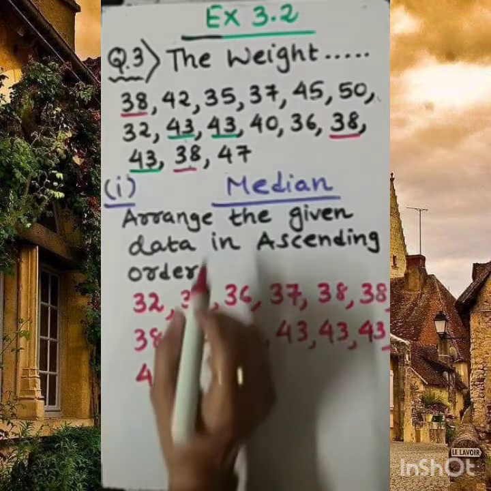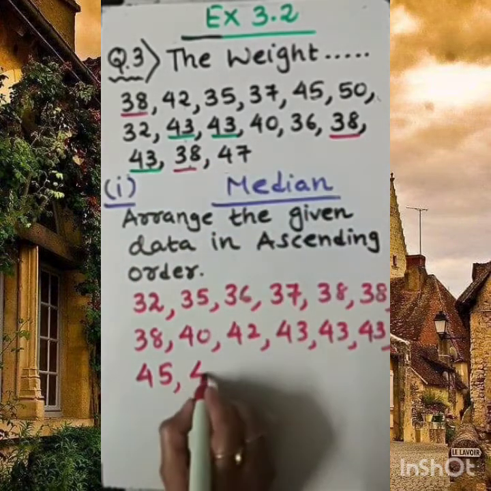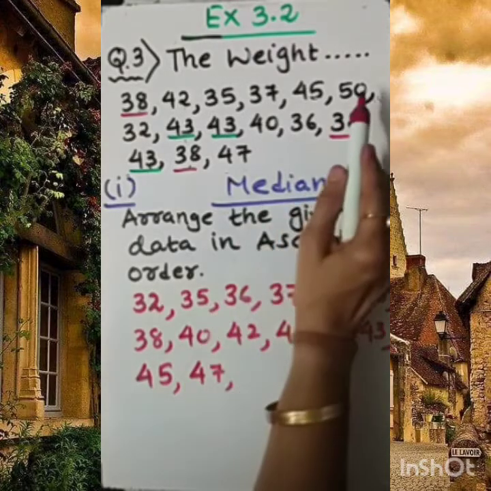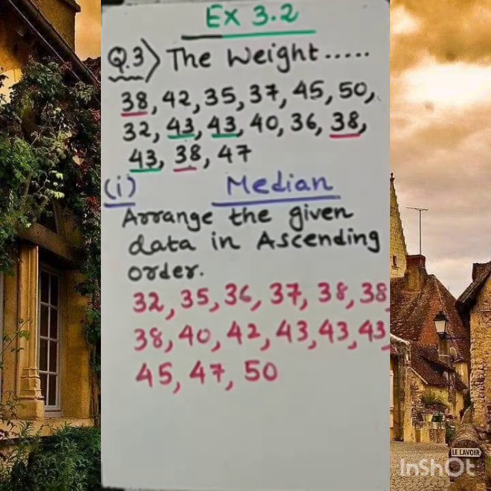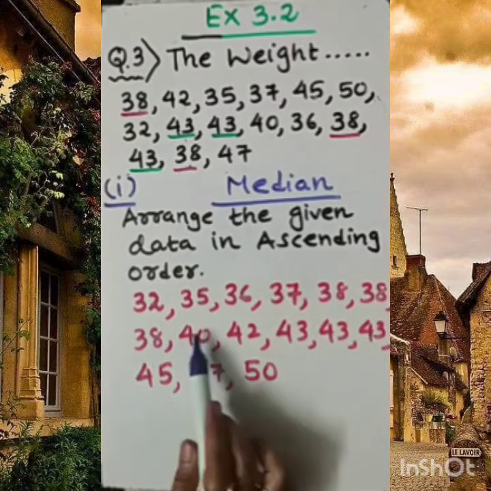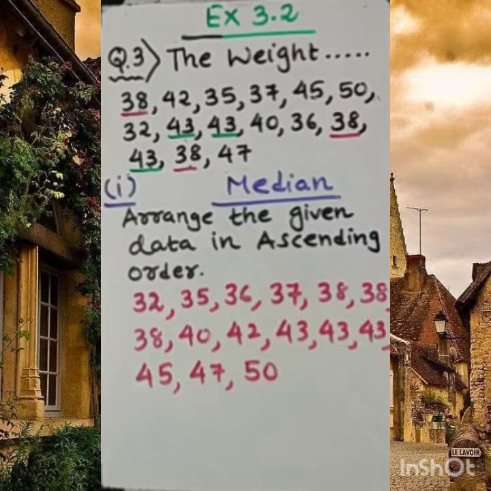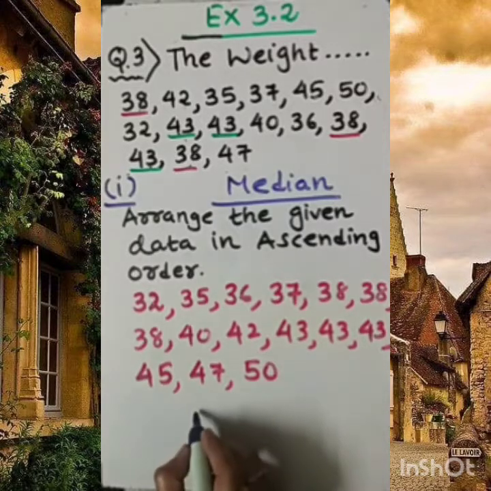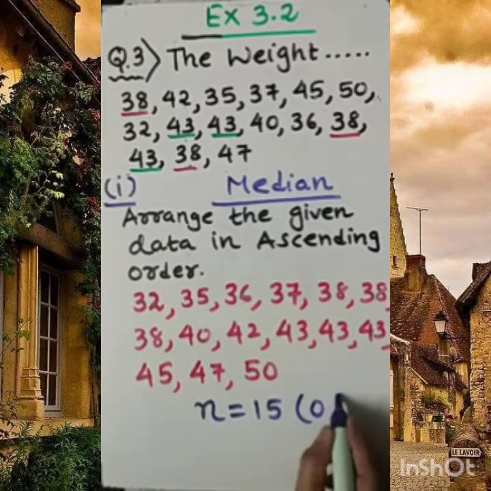Now 46 not there. 47 is there. Okay. And then 50 direct, I think, right? So total number of observations, how many are there? Let's calculate. 1, 2, 3, 4, 5, 6, 7, 8, 9, 10, 11, 12, 13, 14, 15. Okay, as it is given in the question itself. So we need to write n equal to 15, and it is an odd number.